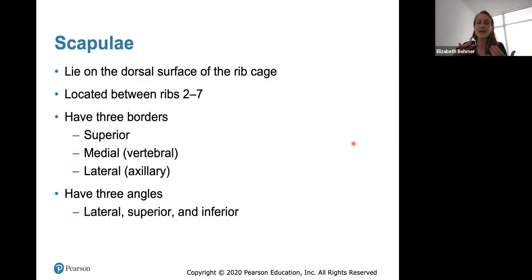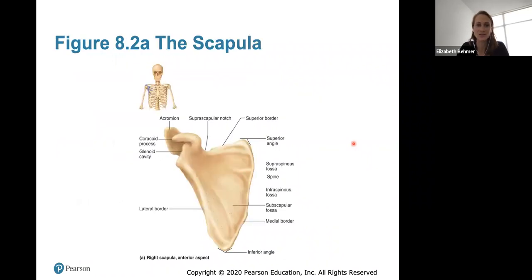The scapula lie on the dorsal or posterior surface of the rib cage. They're located between ribs 2 and 7. They have 3 borders: superior, medial, and lateral, and they also have 3 angles. So here's a great review of the anatomy of the scapula, which you guys should spend a lot of time reviewing. All of these surface structures on the scapula are fair game for the lab exam.